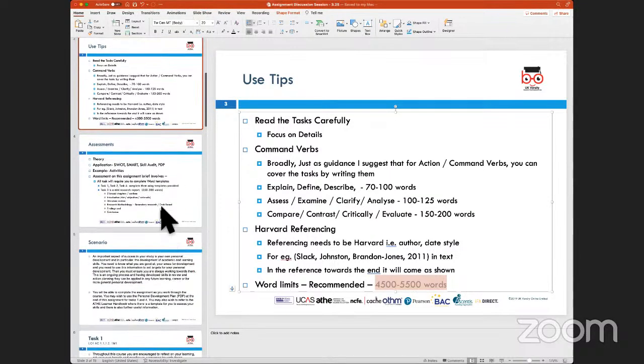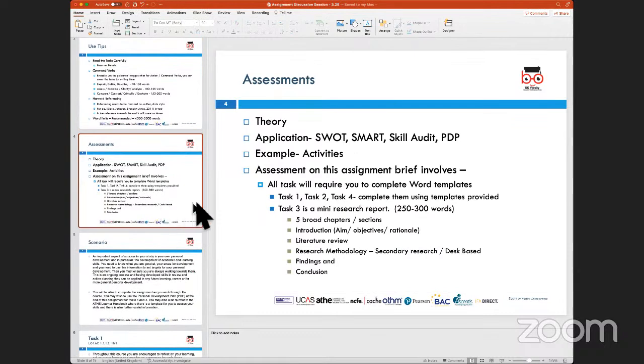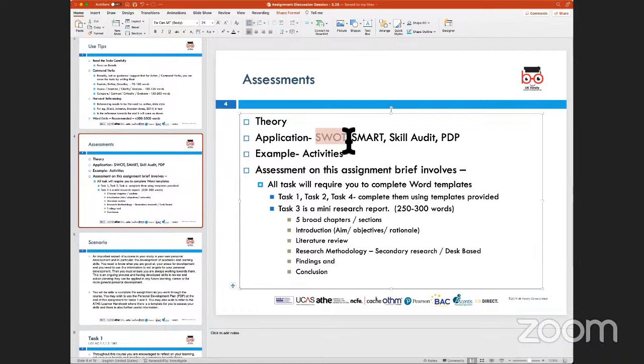Now, apart from this, when we do the assignment, because this particular part of the assignment requires you to carry out your SWOT analysis, there's a template. It asks you to set up SMART targets, there's a template for it. You do your skills audit, which is also, there's a template for it, and then you make a PDP, there is also a template for it.